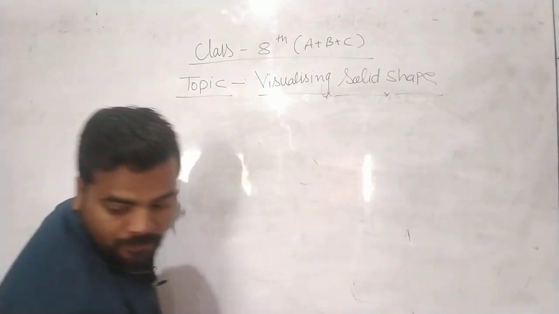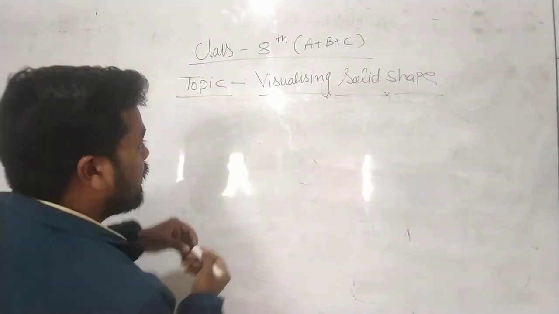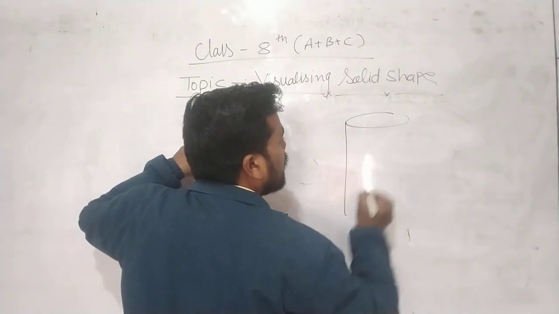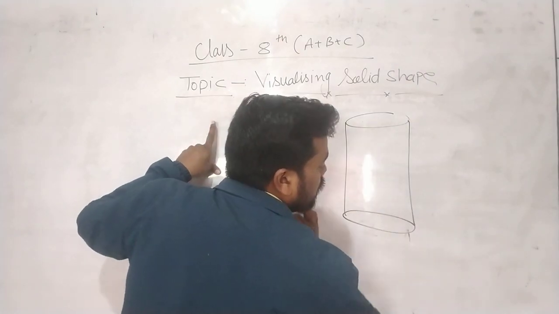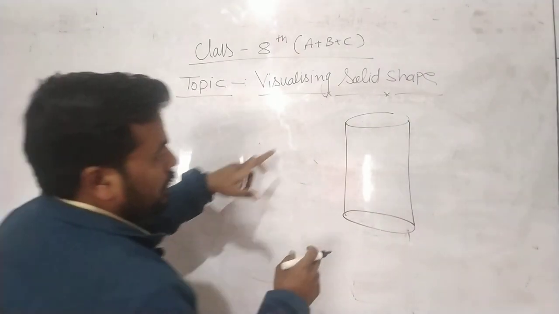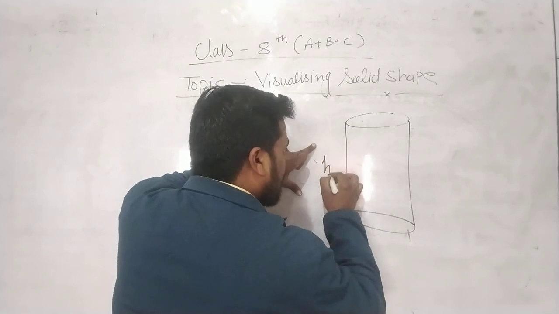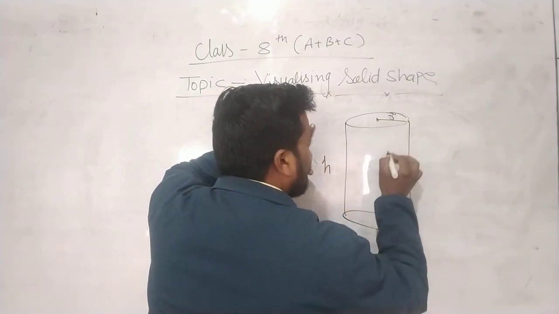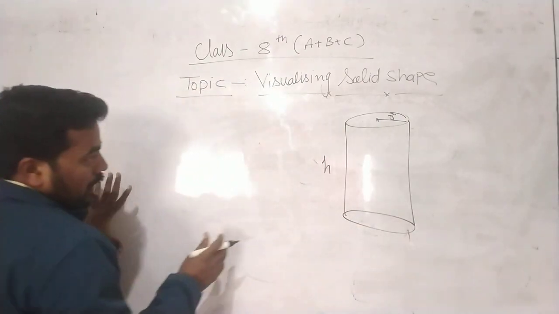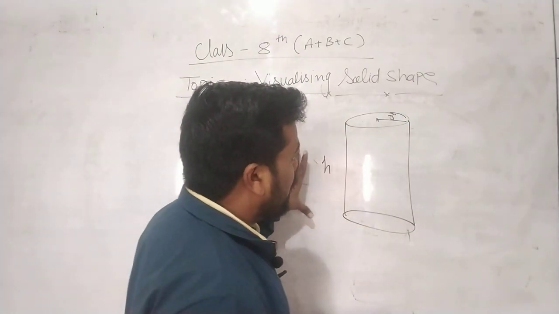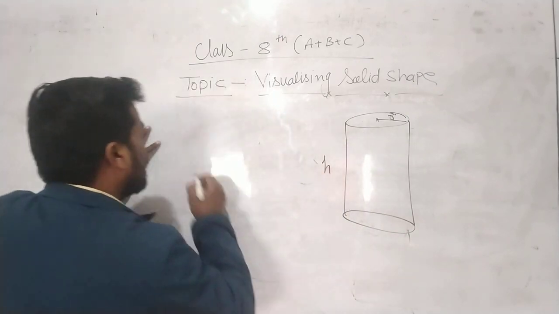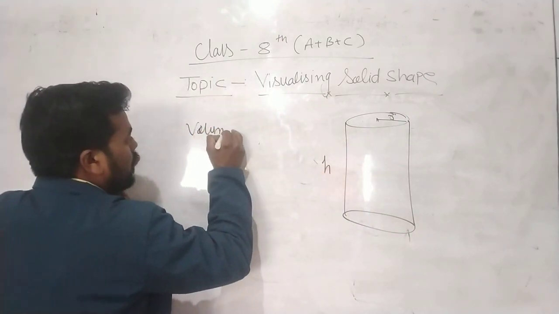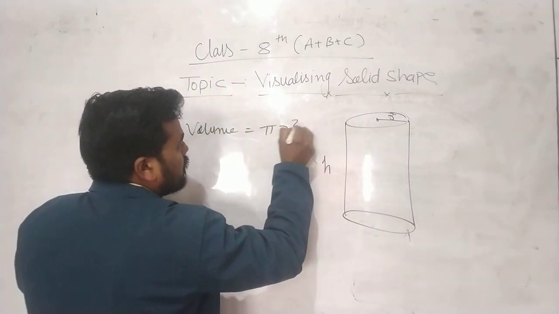Okay, the next diagram is the cylinder. You know that in a cylinder 2 circular faces are there and 1 height. This height is known as H, and this is the circular end radius. You can also find the volume of this cylinder, and the formula you know: volume of cylinder equals pi r square H.